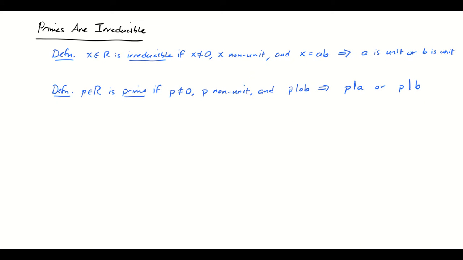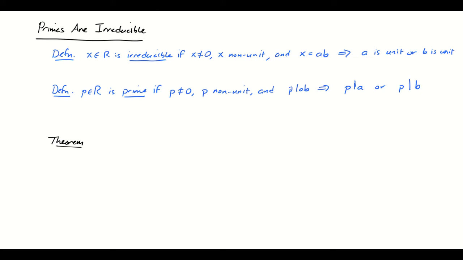In this video, we're going to show one relationship between the concepts of prime and irreducible, and that is we're going to show that every prime element of an integral domain is irreducible. The converse is not true, and we'll talk about an example later. So first of all, let me just state the theorem here. The theorem is exactly what you think it is.